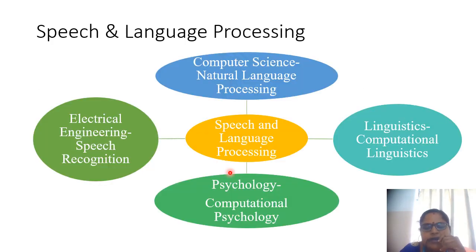So the thing we first have to get cleared is that speech and language processing is not confined only to computer science. In computer science, we call it NLP, natural language processing, but it also exists in multiple domains, multiple departments. Under electrical engineering, you can call it speech recognition. Under psychology, it is called computational psychology. Under linguistics, it is called computational linguistics. We, being computer science engineers and AI students, will henceforth call it NLP.